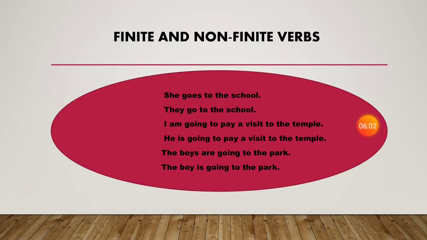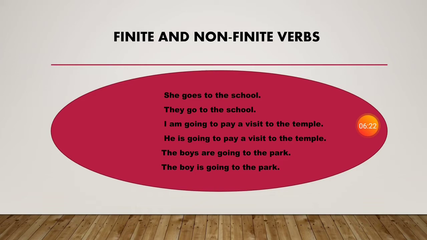Now let's move on to some other examples. See, she goes to the school, they go to the school. I am going to pay a visit to the temple. He is going to pay a visit to the temple. The boys are going to the park. The boy is going to the park.